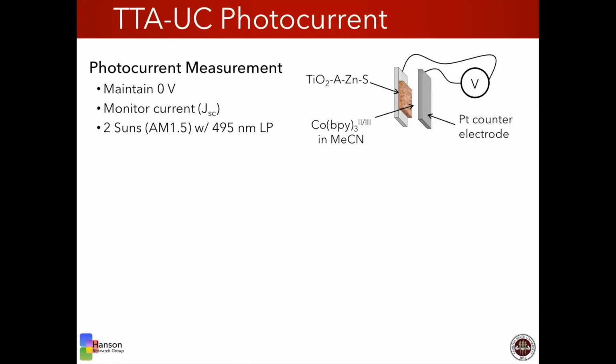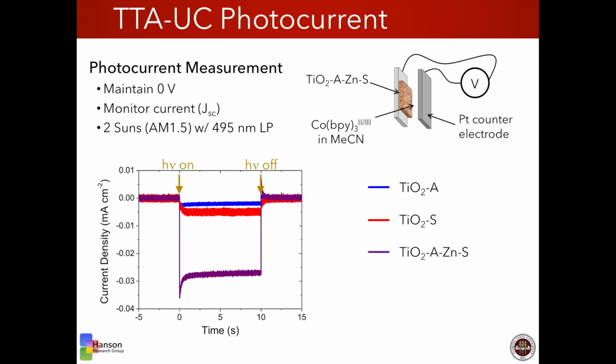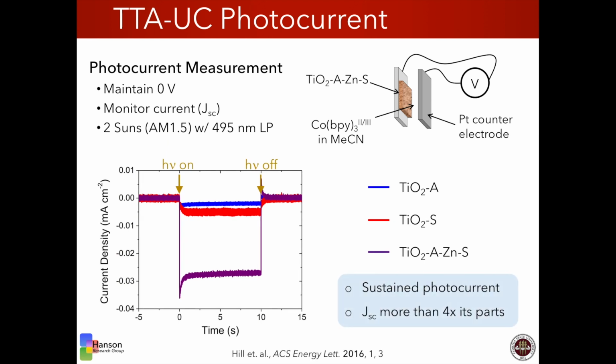The bilayer has been successfully used to generate photocurrent that is approximately 4 times the sum of its parts in the individual monolayers of acceptor and sensitizer on TiO2. This work was published last year in the journal ACS Energy Letters.